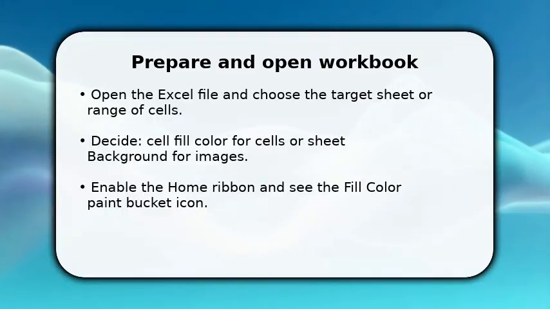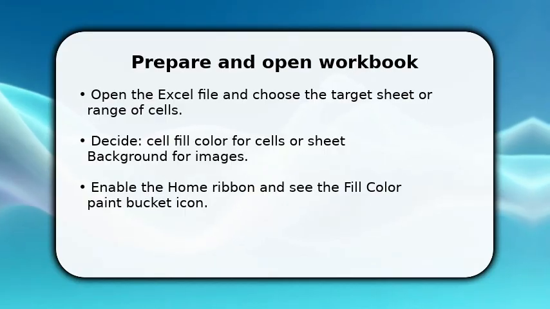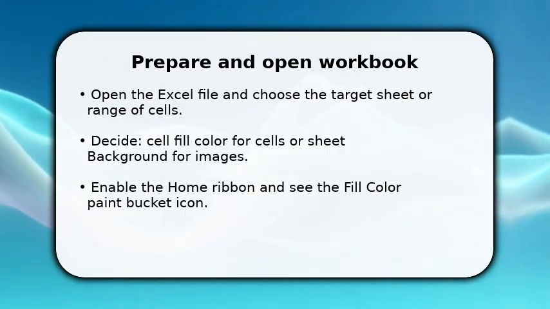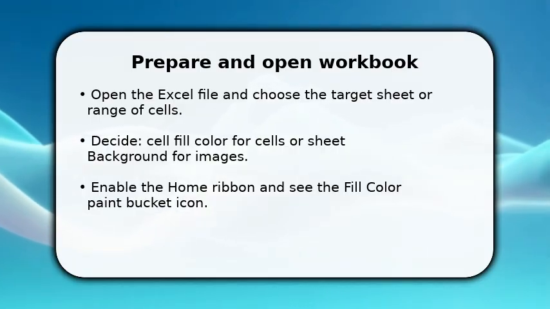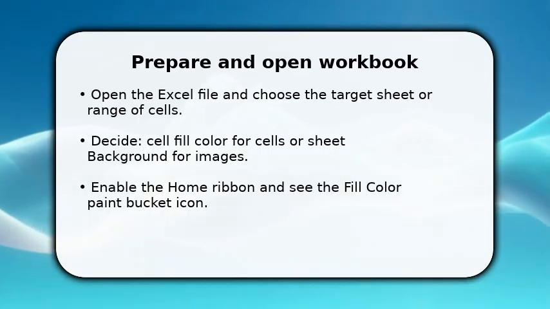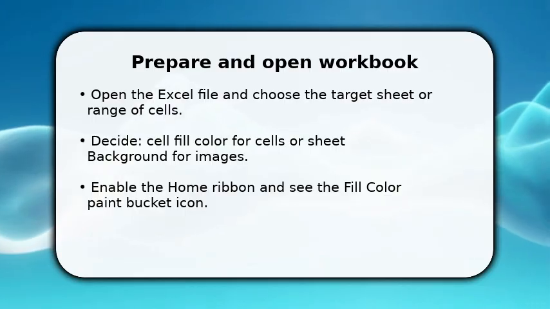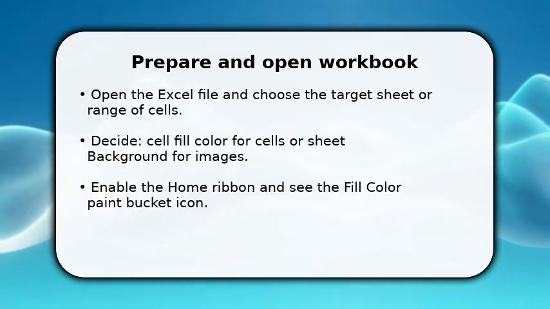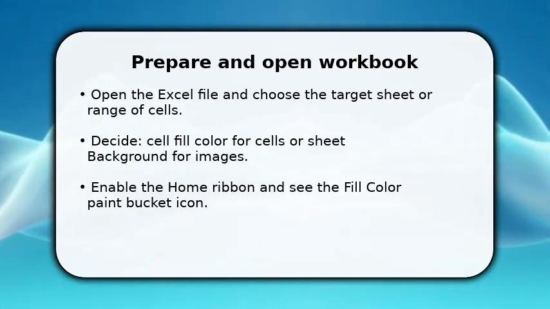You've opened the workbook and chosen the sheet you'll modify. That's essential. First, select the exact cells or the entire sheet if you want a global change. Make the choice now between cell fills versus a sheet background image because the steps differ. Once selected, look to the Home ribbon where the Fill Color paint bucket lives. That's your primary tool. If you prefer a patterned or image background instead, we'll switch to Page Layout next. Make the initial selection before continuing.